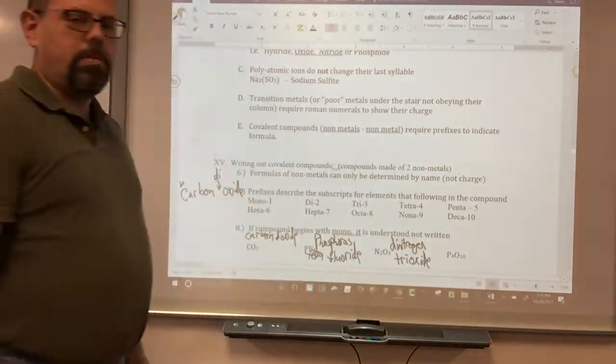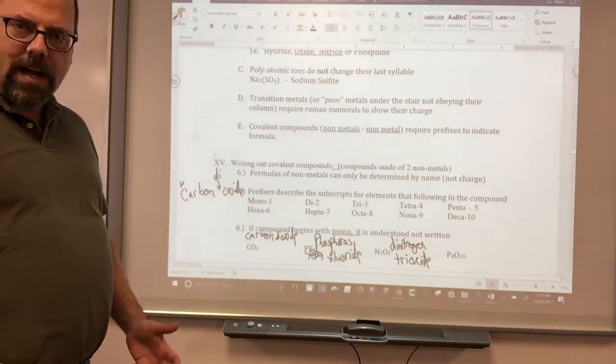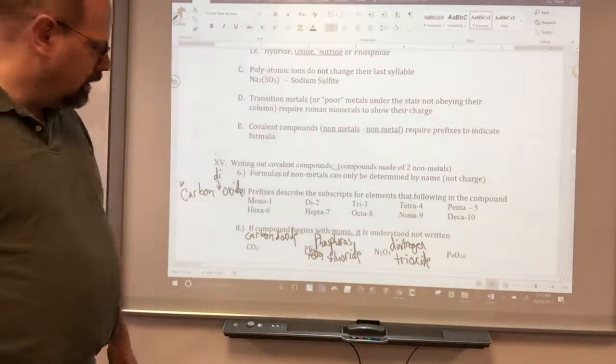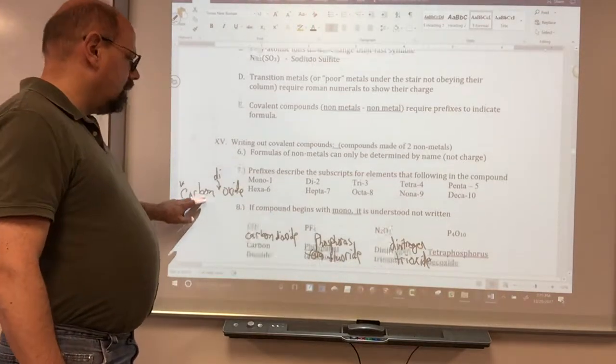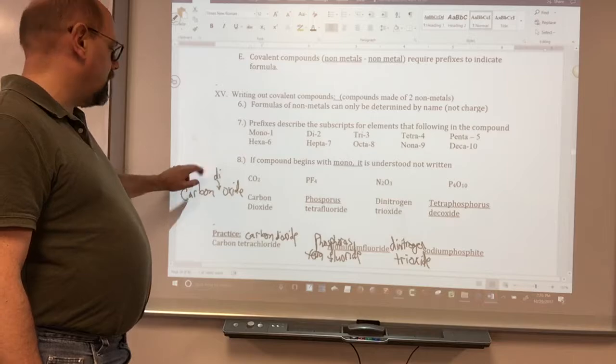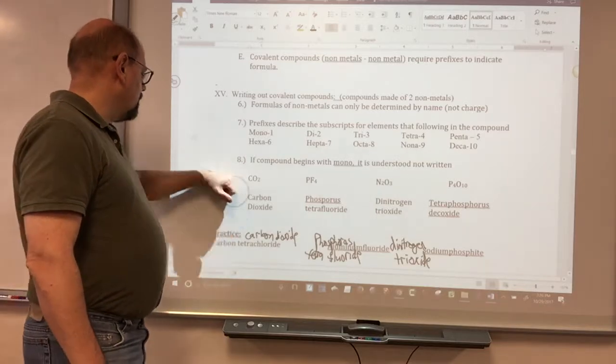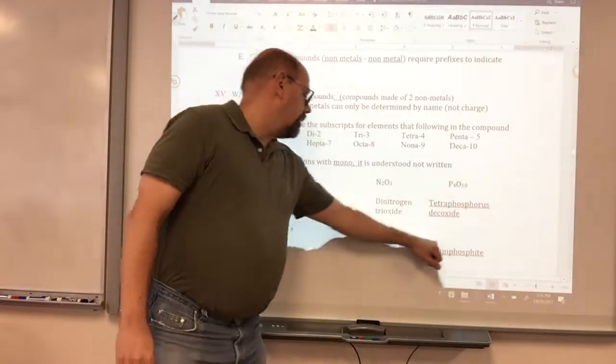Okay, and the last one, P4O10, is phosphorus oxide. Let's bring that up. It's tetraphosphorus decoxide. So they're not hard. You just have to remember what these are.